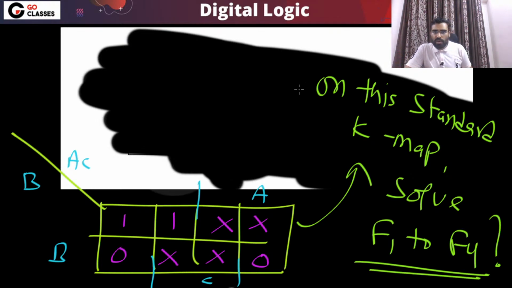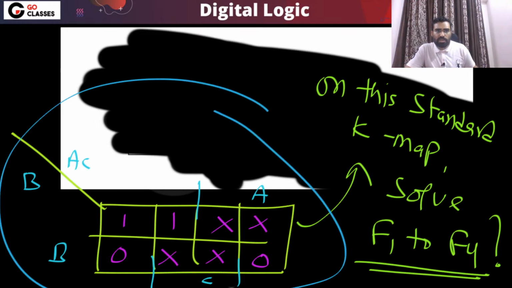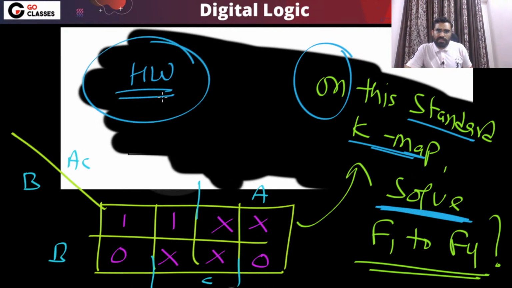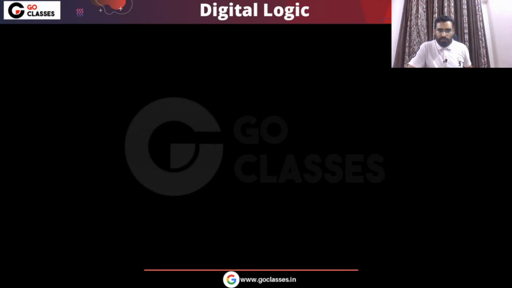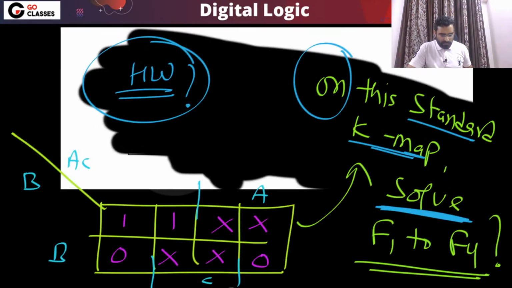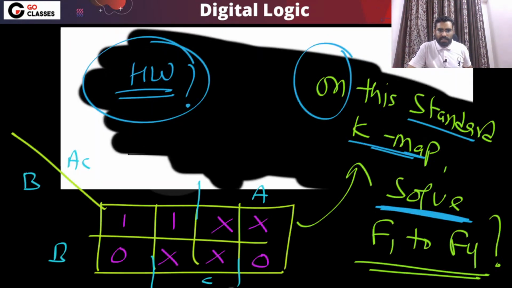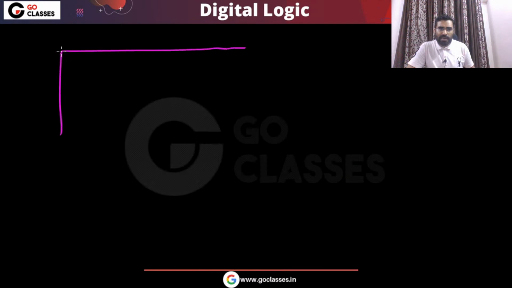If anyone has any doubt, first convert into a standard K-map. Now we have the standard K-map. On this standard K-map, you solve F1 to F4. Can I give this as homework? We already have the answers, but on this K-map you have to solve the question. What is F4 asking? I am explaining F4 again, since students are asking about F1 and F4. So let's see F4. First you make the K-map. This is the K-map.